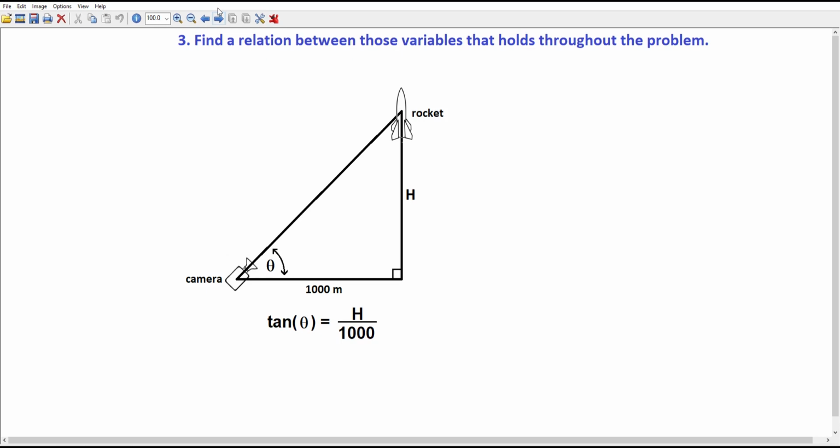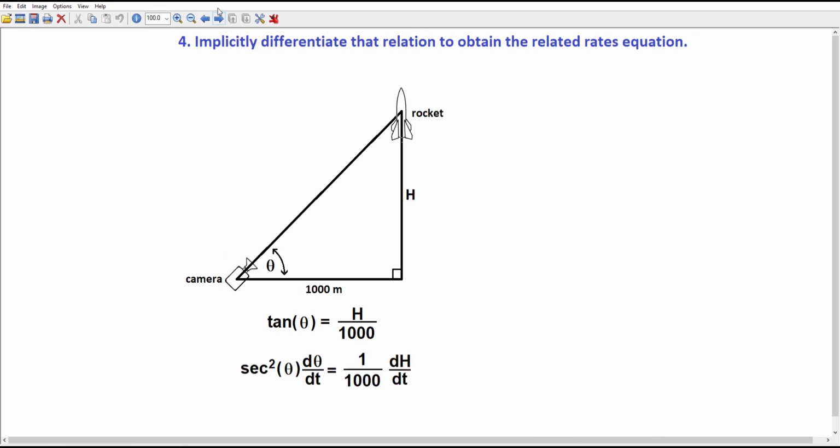Now we want to find a relation between the variables, and the obvious relation is that h divided by 1,000 is the tangent of the angle theta. So we differentiate this expression implicitly. Derivative of tangent is secant squared, so we get secant squared theta times d theta dt equals 1 over 1,000 times dh dt. Here we're thinking of h over 1,000 as 1 over 1,000 times h.